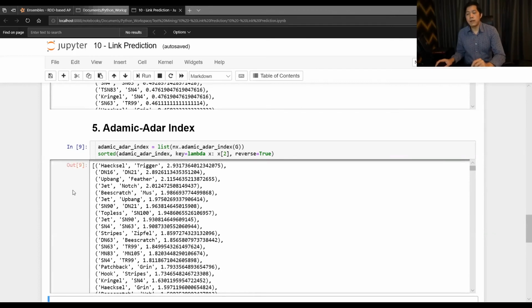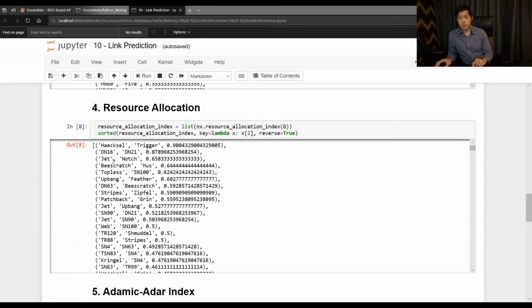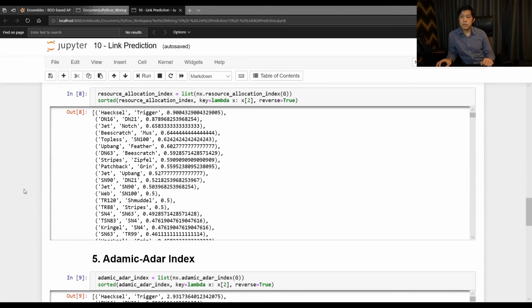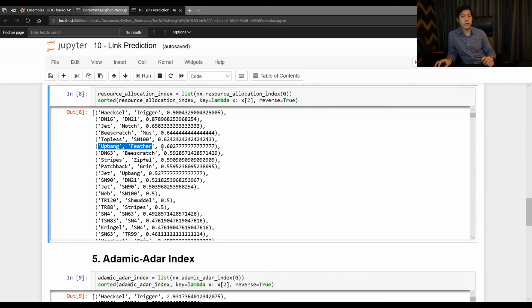Some that connect to high connectivity nodes become better ranked, right? Which one? The N16, the N. Oh, this up bank and feather, right? Now it kind of goes up in the rank. This one, up bank and feather here, probably because it's connected to the highly connected node.